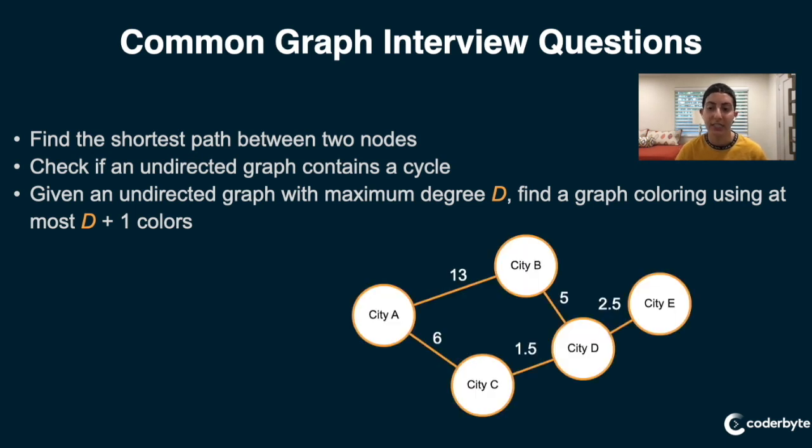And again, here's an example of an inner city, a weighted graph. It looks like it's undirected in this case, and someone might ask you to find the shortest path between city A and city D, for example. And there's that traveling salesman that we all have come to love.